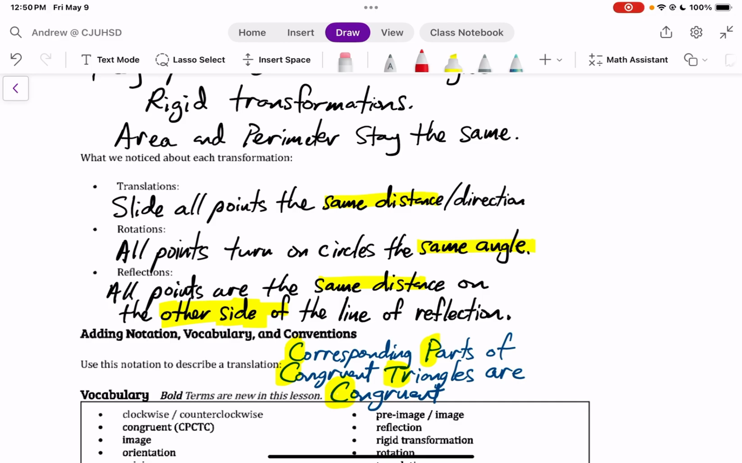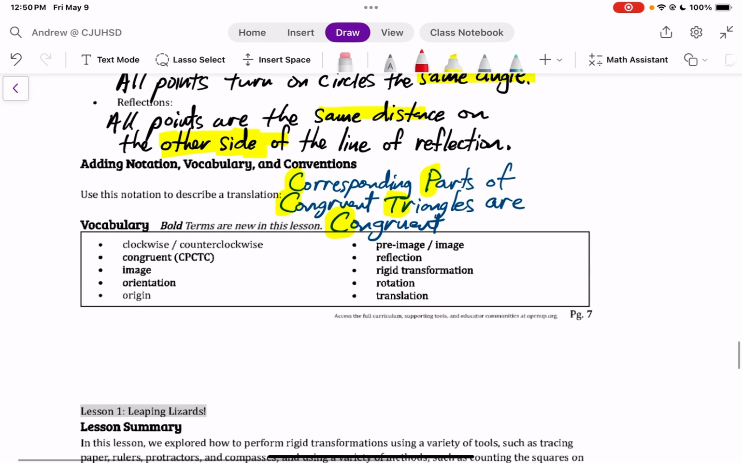Remember, a slide moves all points the same distance in the same direction. In a rotation, the points turn on circles the same angle. And for reflection, all points are the same distance, but on the other side of what we call a line of reflection. Now, in our vocabulary box, you have this interesting abbreviation, CPCTC, which means corresponding parts of congruent triangles are congruent. Basically, if you have 2 figures that are copies of each other, then their parts or pieces are copies of each other as well.